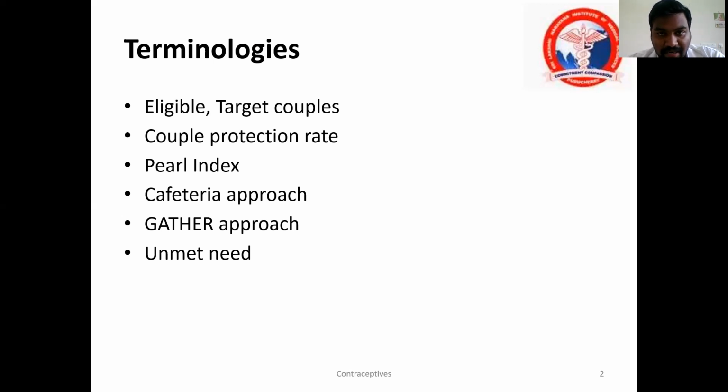It is of 2 types: unmet need for spacing and unmet need for limiting. Unmet need for spacing means for a newly married couple, there should be at least 2 years before the first childbirth, and between the first and second childbirth, at least 3 years. An unmet need for limiting means those who have 2 live children should at least be permanently sterilized, either male or female sterilization.